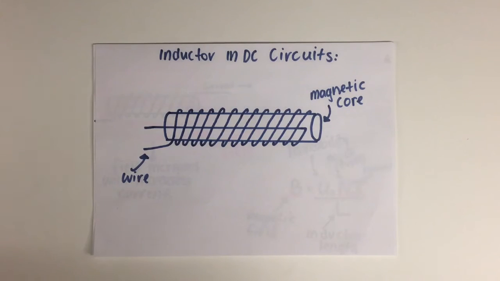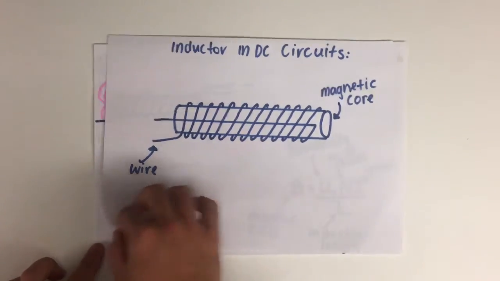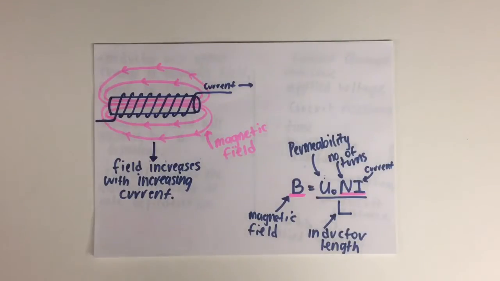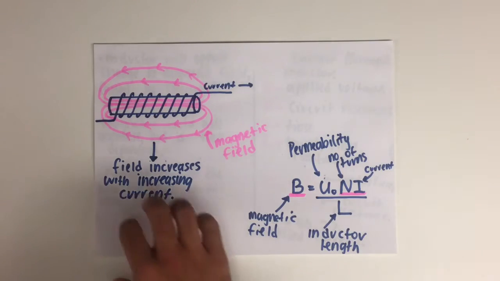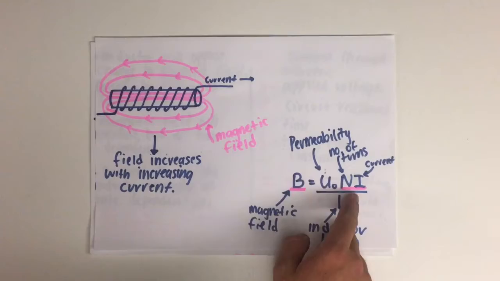In this video, I will be providing insight into what an inductor is and how they act in DC circuits. An inductor is basically a coil of wire surrounding a magnetic core. It works on the principle that when current passes through a wire, a magnetic field is produced. The magnitude of this field is proportional to the number of turns in the inductor and also the current passing through it.